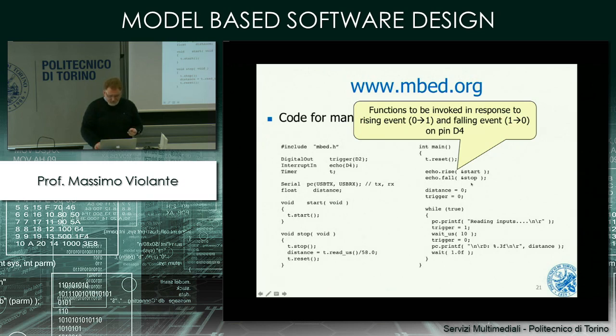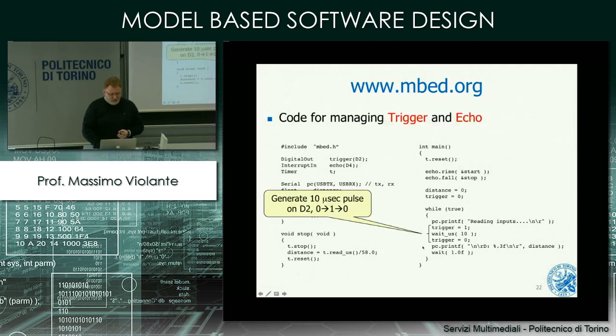Then, what do we do in our code? Simply, we periodically generate pulses on the D2 output. You see here, we set trigger to 1, we wait 10 microseconds, and then we set trigger to 0. This will create a pulse on the D2 output with a duration of 10 microseconds. That is exactly what the sensor needs to be triggered. Okay? So, with this while loop, we continuously trigger the sensor.